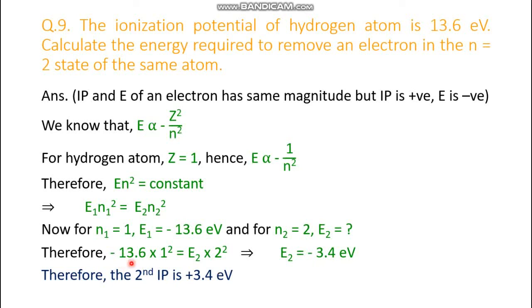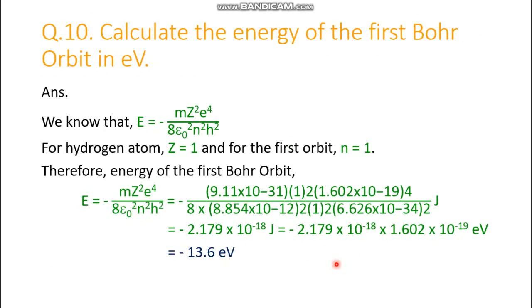Since the energy has a negative sign, the ionization potential should have a positive sign with the same magnitude. So the ionization potential of the second electron should be plus 3.4 electron volt. Okay, very simple. Next question, question number 10, the second question of this lecture series.